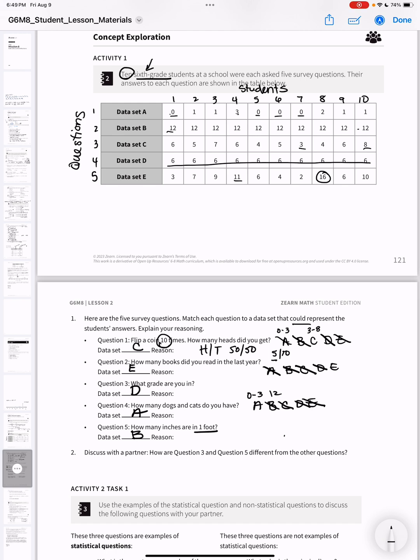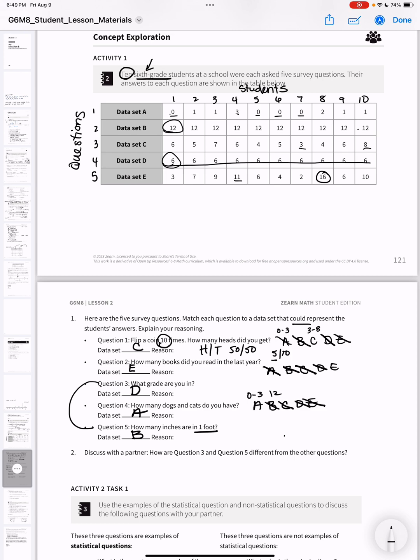Number 2 says, discuss with a partner, how are questions 3 and 5 different from the other questions? 3 and 5. So data set D is all 6s, and data set B are all 12s. They don't have any variability, like there's no variety in it. Every answer is exactly the same.